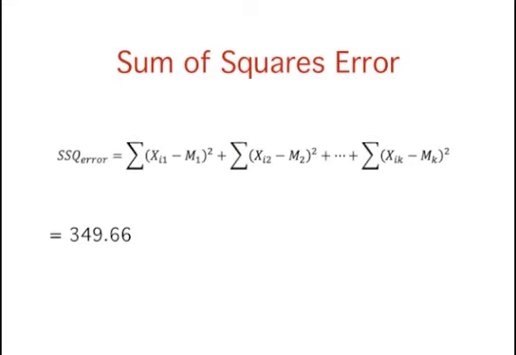For the smiles and leniency study, the means are 5.37, 4.91, 4.91, and 4.12. The SSQ error is therefore the sum of the squared deviations of each value in the first condition minus 5.37, plus the sum of the squared deviations of each value in the second condition minus 4.91, plus the sum of the squared deviations of each value in the third condition minus 4.91, plus the sum of the squared deviations of each value in the fourth condition minus 4.12. The sum of squares error for this data is equal to 349.66.